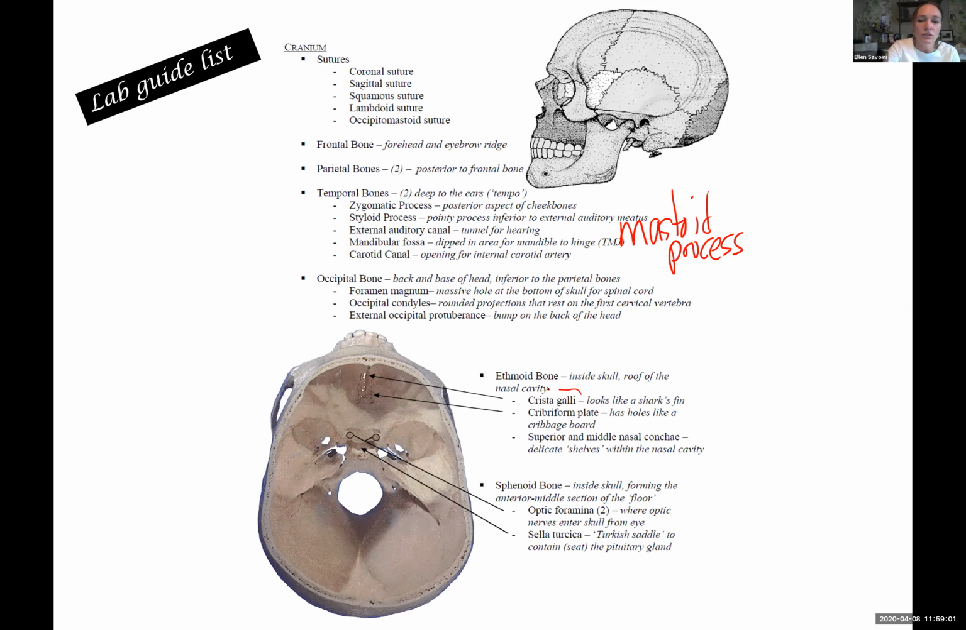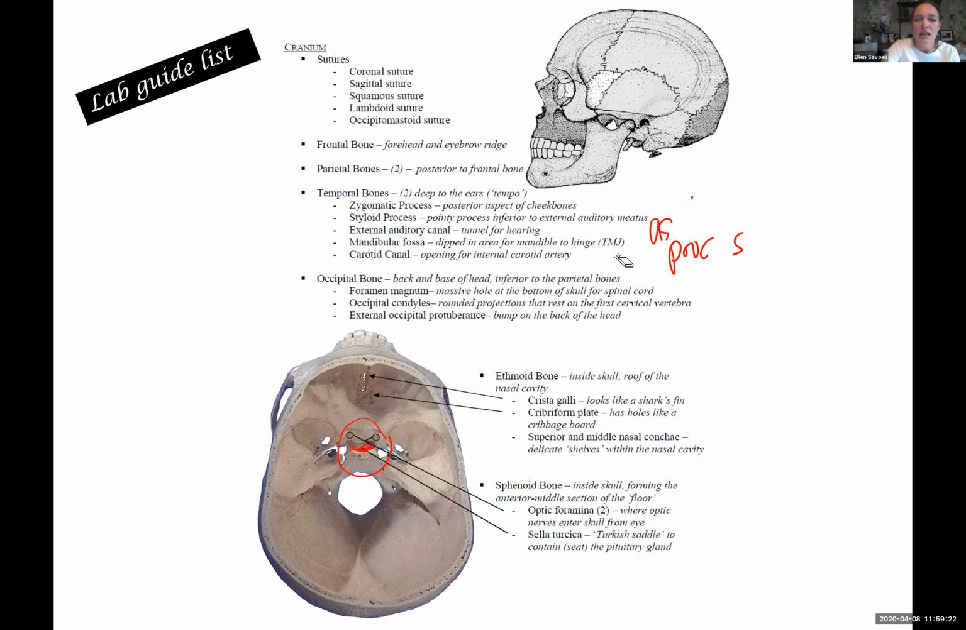The ethmoid bone is inside. You should just know the crista galli and cribriform plate. I probably would use the concha more as a word question, like the concha are part of what bone. The sphenoid bone is here in the middle. You've got the two holes, the optic foramina, which is just the plural form of that. And sella turcica is the little dip down here.